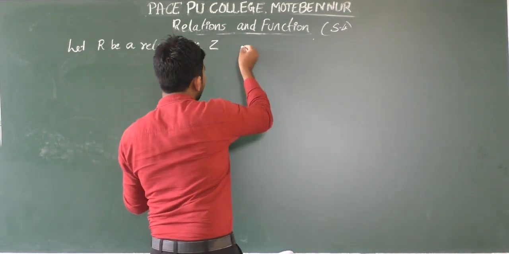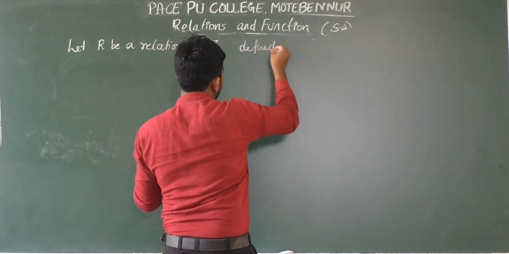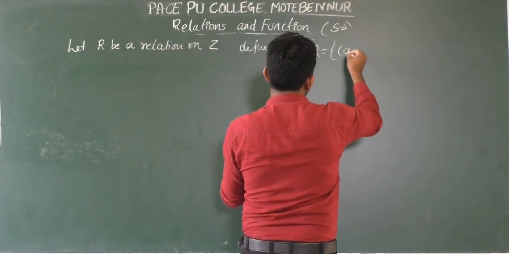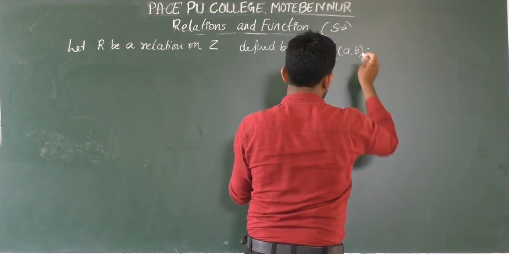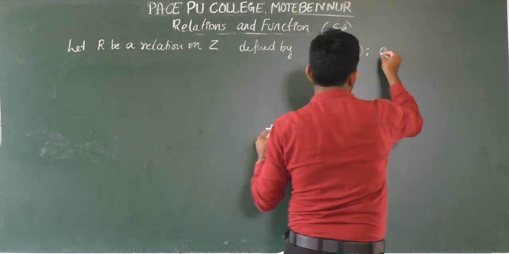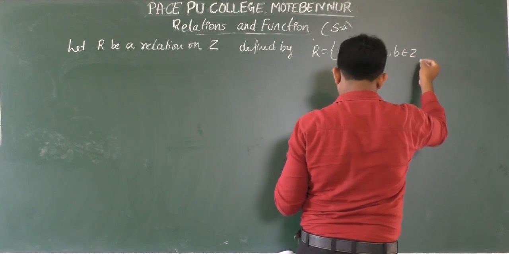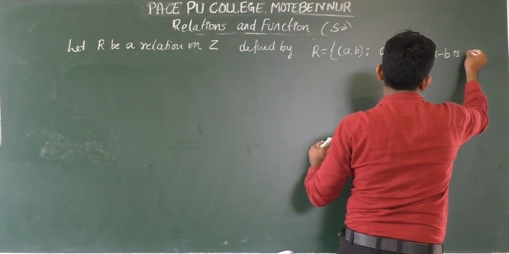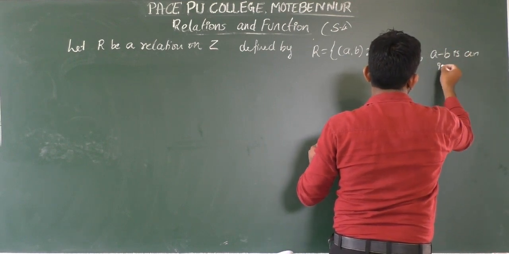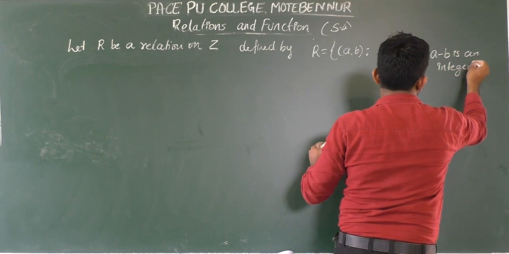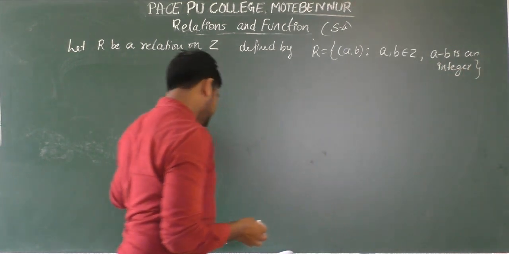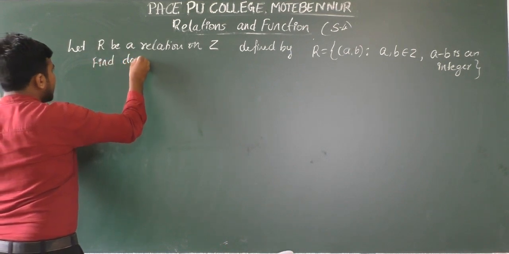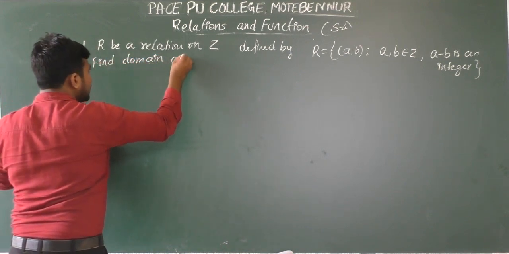R is defined by R equal to the set of all ordered pairs (a, b) such that a, b belongs to Z, and a minus b is an integer. Find the domain and range of R.